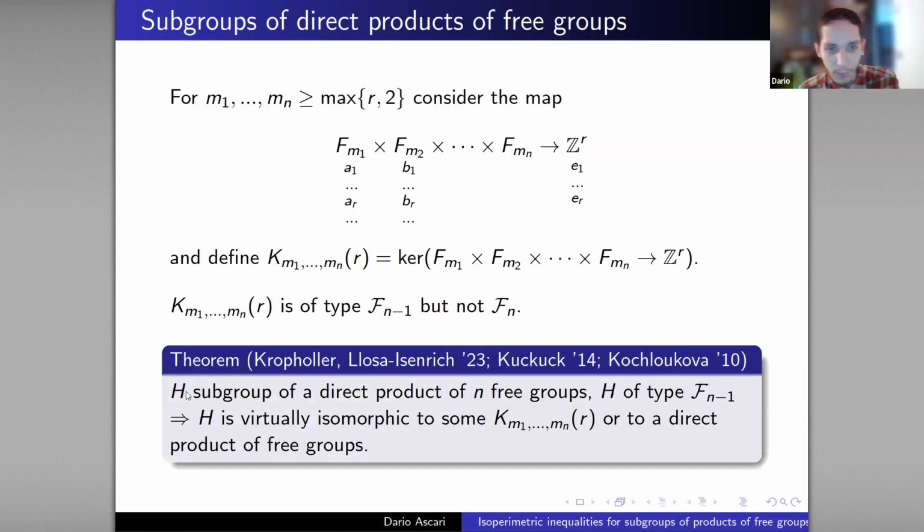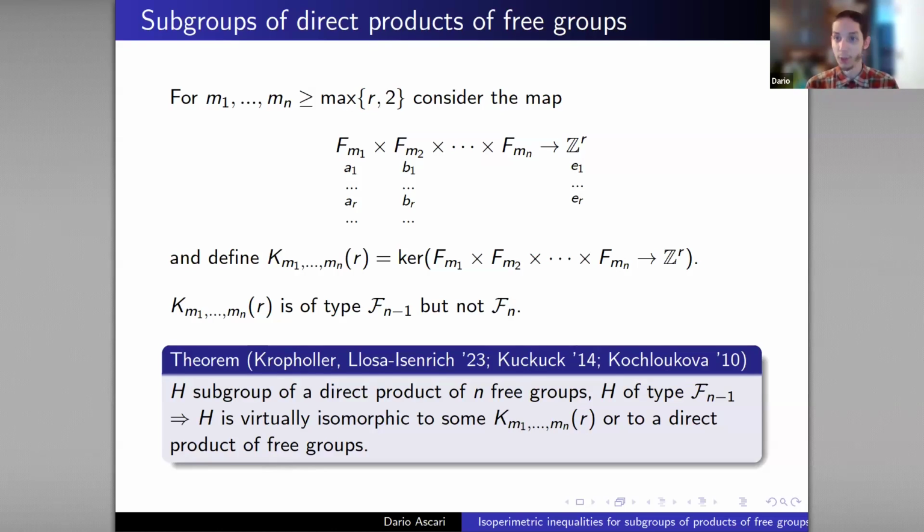So if H is a subgroup of a direct product of n free groups, and if H is of type F_{n-1}, then H is, up to finite index, isomorphic to one of these, or to a direct product of free groups, of course. This is a result that was proved, technically, by Kropholler and Jose Isenrich, but it's based on the work of other people before them, so I preferred to cite them all.